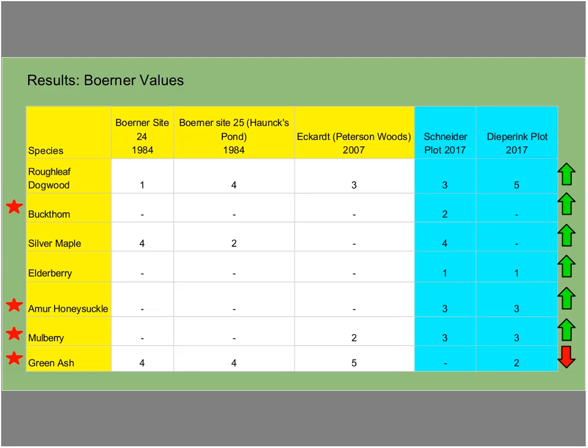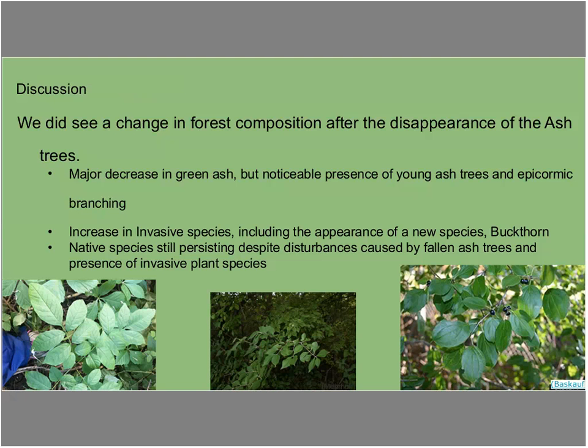The only decrease is in the ash tree, which you see it was very important, very prevalent in the island forest before, and now it wasn't present in one of our sites and had a low importance value in the other. And again, you'll see that buckthorn was not present before, Amur honeysuckle was not present before, and those are both prevalent now in the forest, and they're the main invasive species. So in conclusion, we did see a change in the forest composition after the disappearance of the ash trees, and we saw that in the major decrease in green ash.